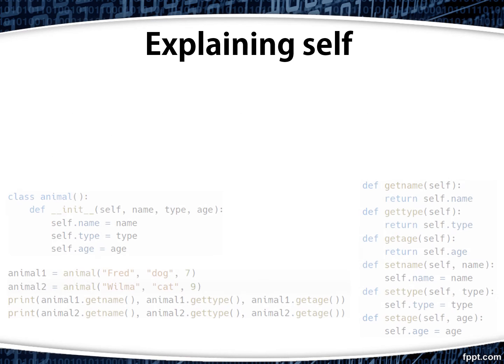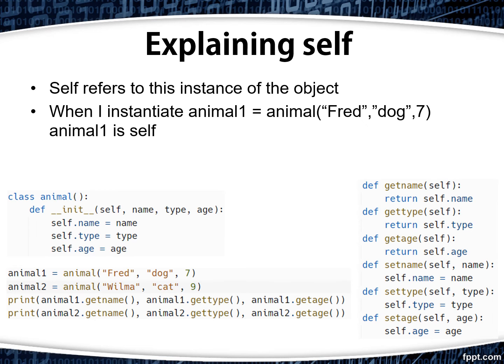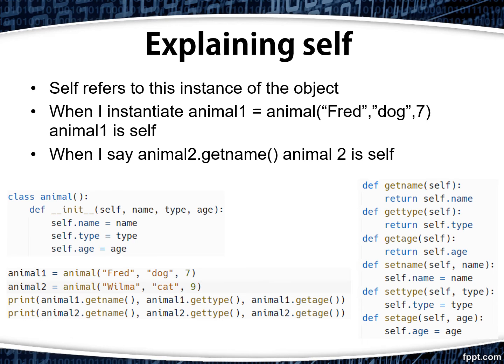Self is the concept that many students find most confusing about object-oriented programming. Self refers to this instance of the object. When I instantiate animal1 as being equal to an animal class with Fred, dog and 7 as its attributes, animal1 is self, and I'm saying attach these specific values to the attributes for this instance of an animal. When I say animal2.getName, animal2 is self, and I'm saying for this instance of an animal, get me the specific name.